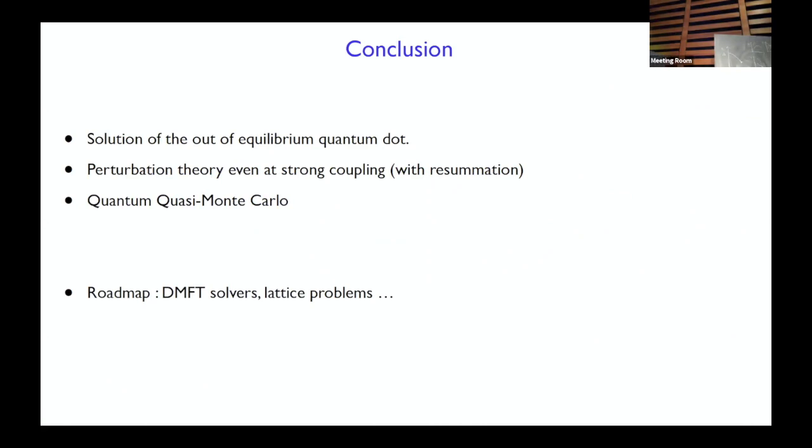And I come to my conclusion. I've discussed the solution of our Coulomb quantum dot. I discussed the fact that we use perturbation theory even at strong coupling. This attempt to use the Quasi-Monte Carlo, which in this problem here was successful. Of course, now we need to try it on other problems and learn when it works, when it doesn't work, in imaginary time, in lattice problems. And the roadmap, I already said before, I mean, we want to go progressively to lattice problems.